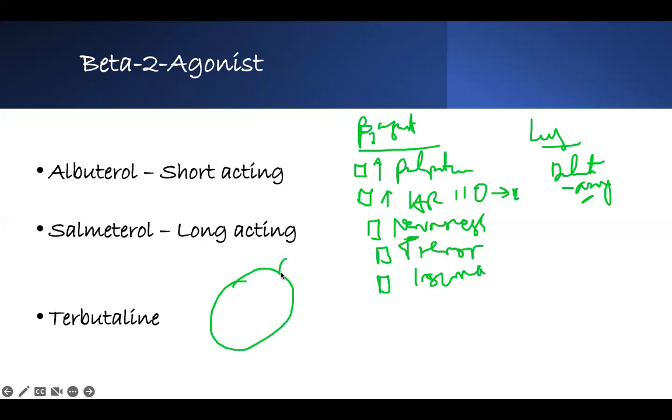If this is your cell, potassium can be pushed inside the cell. Albuterol causes potassium to be pushed inside the cell. So it causes hypokalemia. So we can use it to treat hyperkalemia. If somebody's potassium is high, you can give them albuterol also, in addition to insulin and glucose. So it also causes hypokalemia.